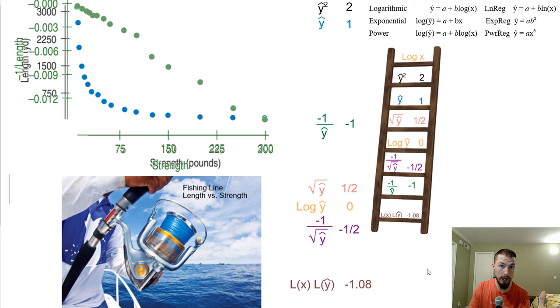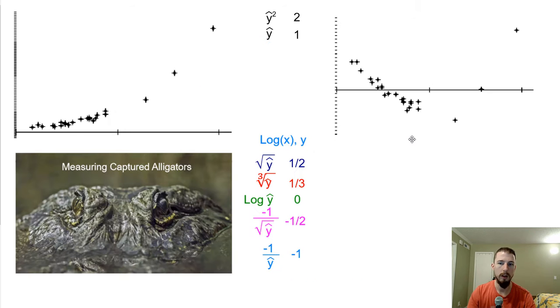So log of the x, log of the y, log of both of them would be your logarithmic, exponential, and power model. And the log of the x is actually going even higher than squaring. Log of the y, which is your exponential, is the 0 step, and then the power model, because of the properties of logs, can be anywhere on the ladder, which is kind of nice.